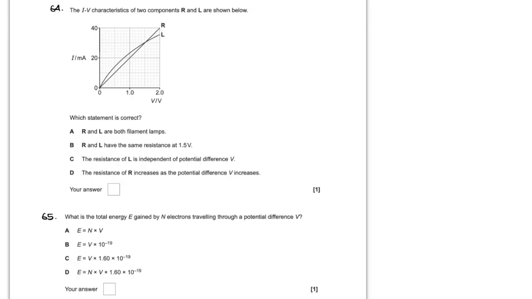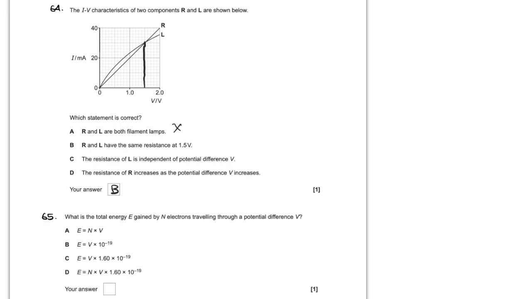We are asked to state which statement is correct for an IV characteristics of two components R and L. So R and L are both filament lamps. No, they are not, because R is a fixed resistor and L is a lamp. Okay, so that's out. R and L have the same resistance at 1.5 volts. Well, they do intersect, don't they? So if they both intersect at that point, they are going to have the same resistance, as the gradients will basically intersect as well. So B will be my answer.